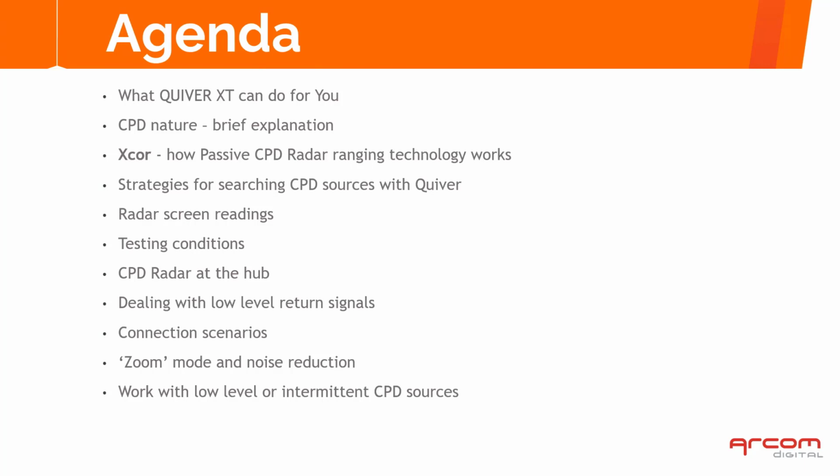We'll tell you what the connection scenarios are, because they are a little different than those that you were using while working with the spectrum analyzer. We'll also tell about other features of the CPD radar that help to reveal signal from the noise, and you will find out how to work to find intermittent CPD sources.